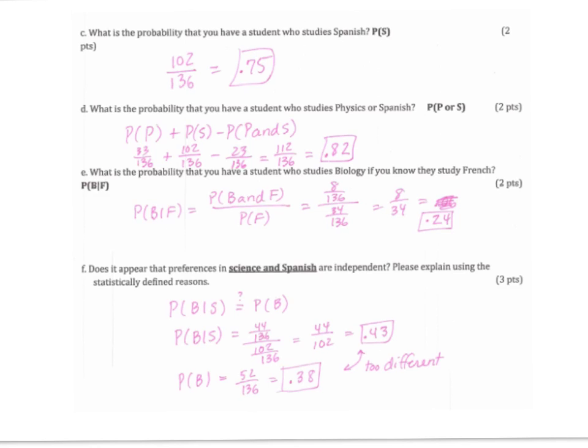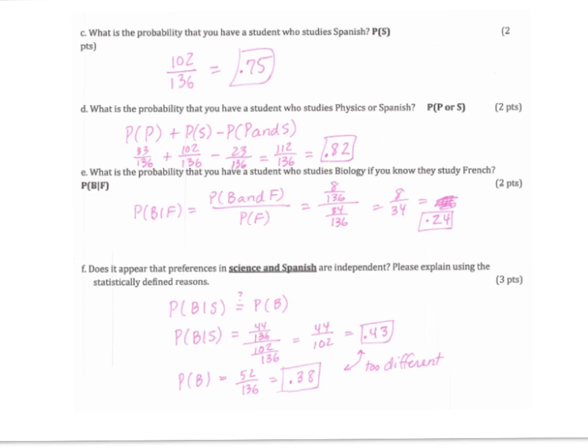So I generated the conditional first, which was 0.43, generated the probability of biology, 0.38, compared these two. Remember, they need to be close enough to each other to say that, yes, in fact, they are independent. These are two different, so no. This shows that they are not independent of each other. You could have chosen any science subject and shown for that.